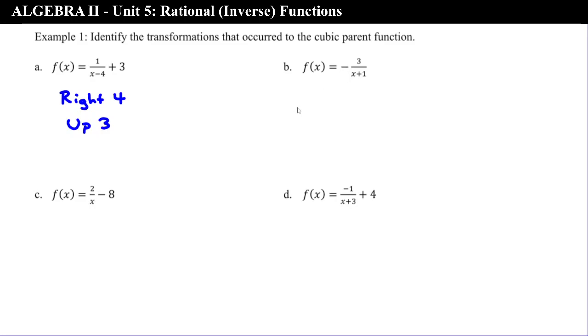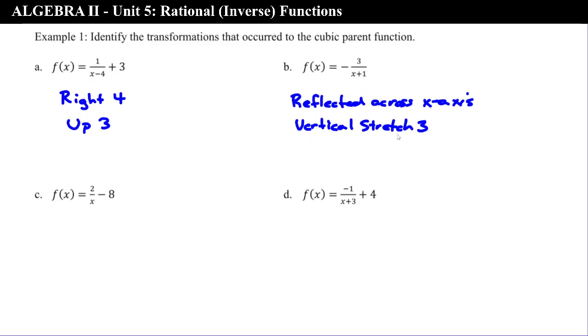For b, we have a negative in front, which means we are reflected across the x-axis. And then we have a 3 on the top, which means we have a vertical stretch of 3. And then we have a plus 1 down here, which means we have moved left 1.